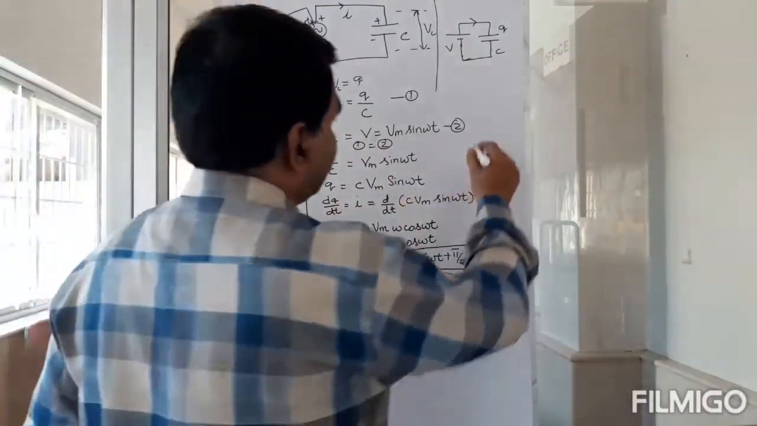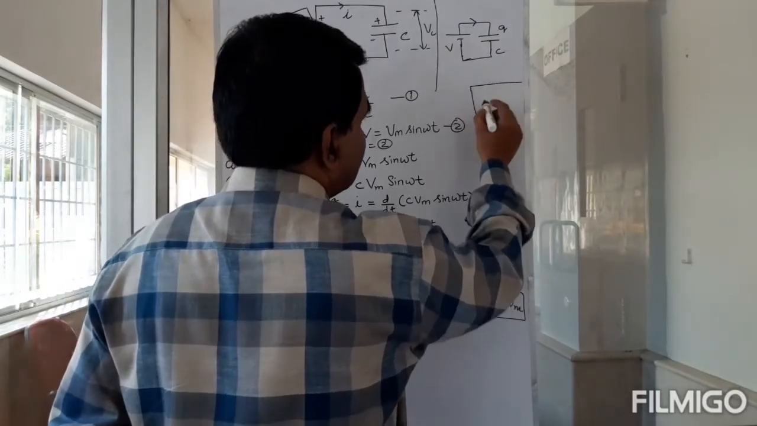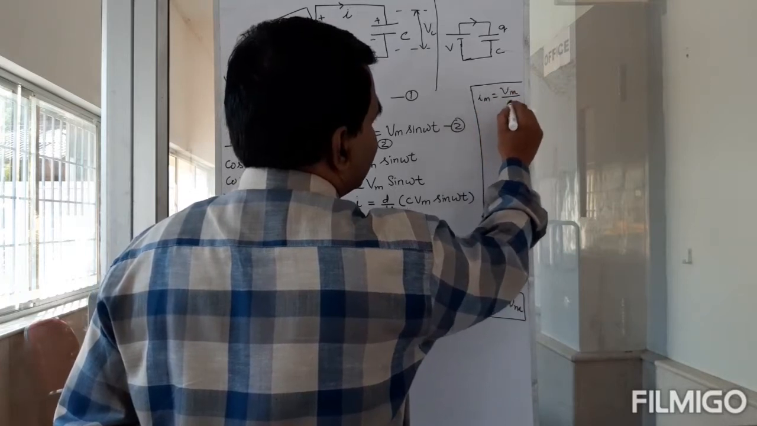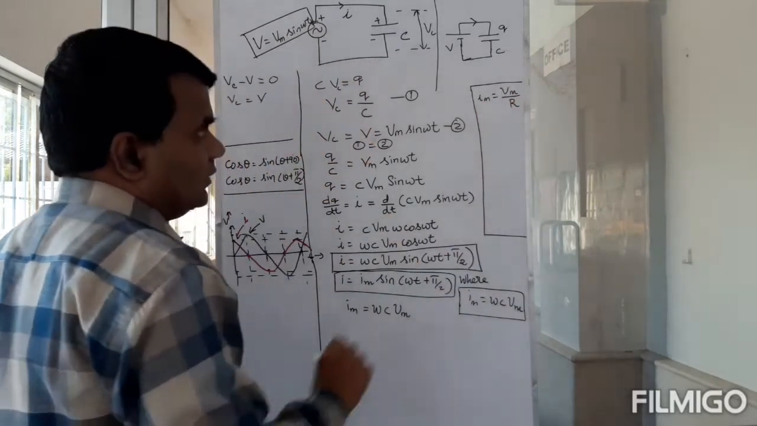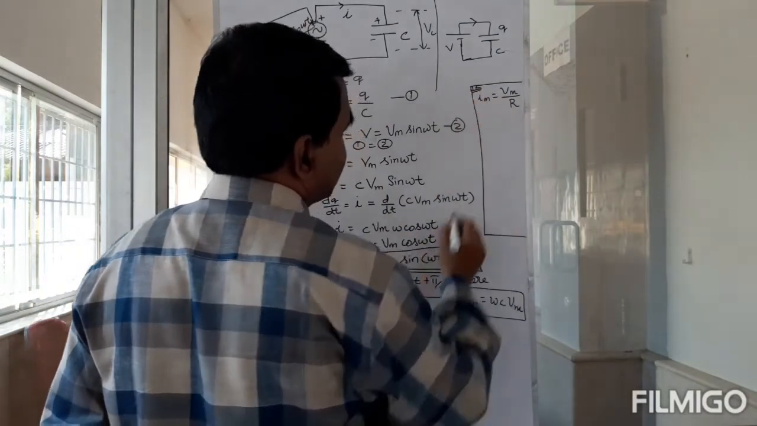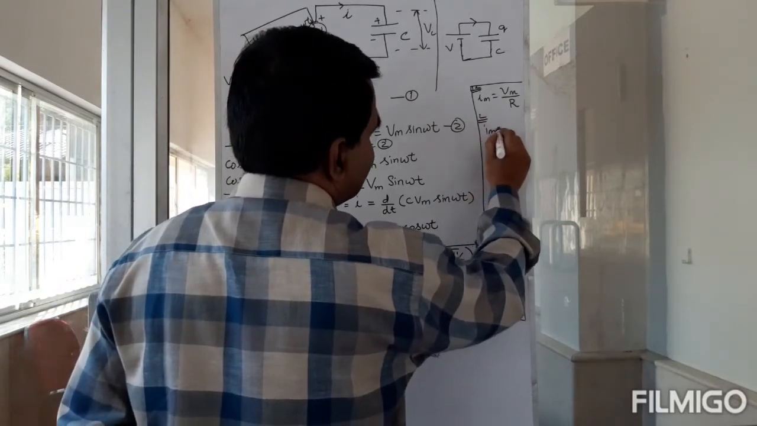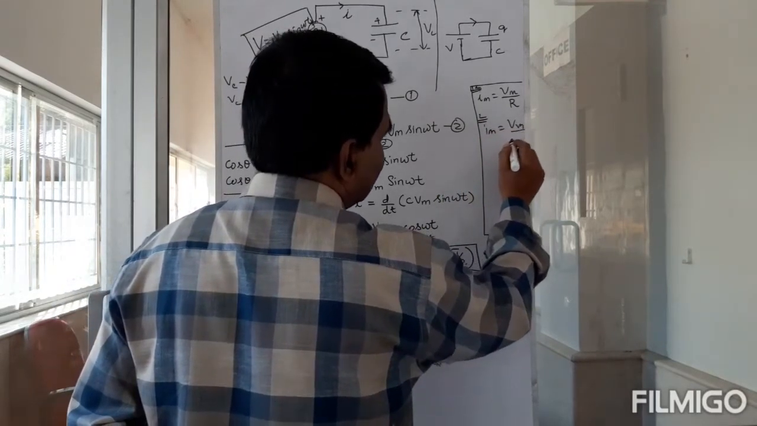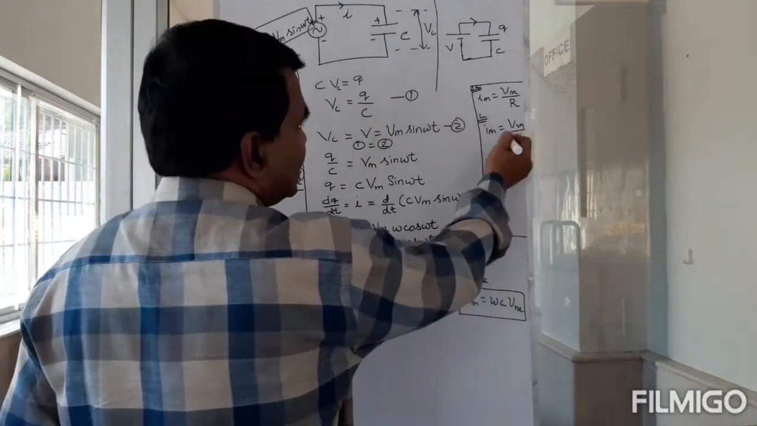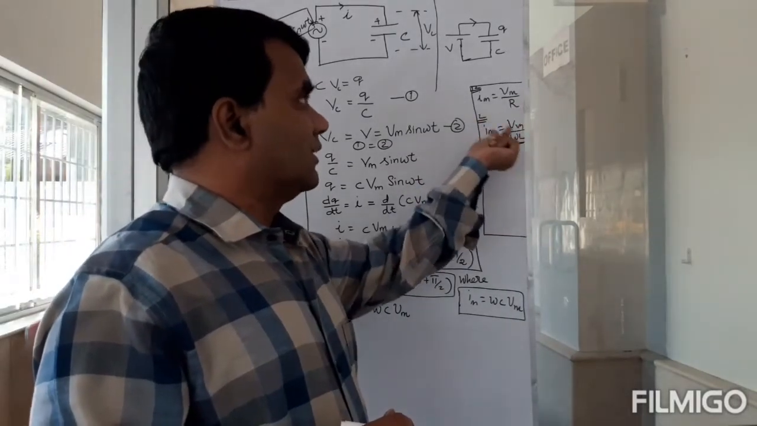In the case of a resistor, what did we do? In the case of a resistor, we said Im was equal to Vm by R. And this is resistor, right? In the case of inductance, what did we say? In the case of inductance, we said Im is equal to Vm by omega L. Okay? So this is equivalent to resistor in the case of L.